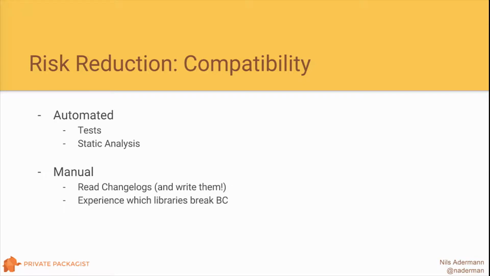And the other manual thing is kind of what I said with the version constraints, right? You gain experience. You know which libraries break BC often or not. That is just something, draw conclusions from that.